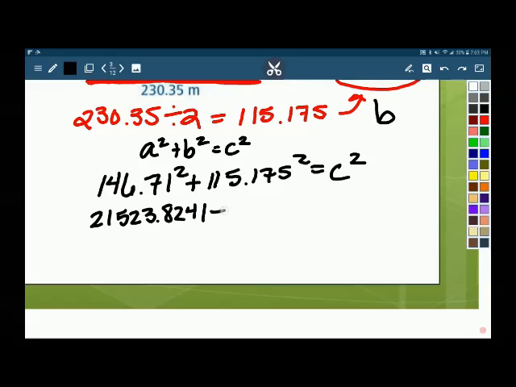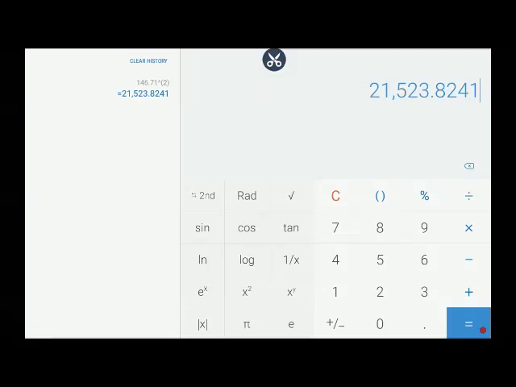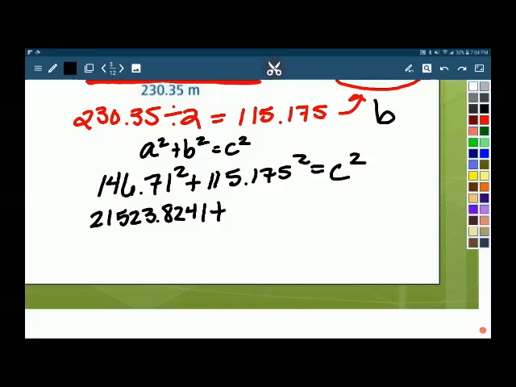Okay, then plus, again, go to your calculator. Type in 115.175, square it. All right, now we want to take down that big long number. Okay, lots of big numbers there. And then equals c squared. Now I have to add those two numbers together.